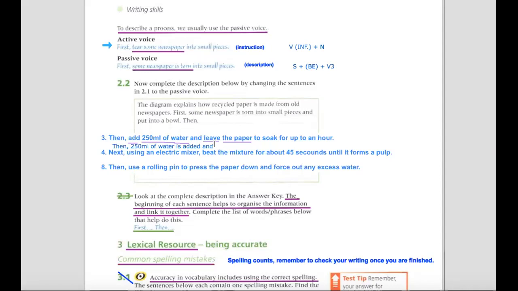So, 250 milliliters of water is added, and the paper subject is, verb 3 left, to soak, and the rest can stay the same. So even in one sentence, we can have 2 passive structures.